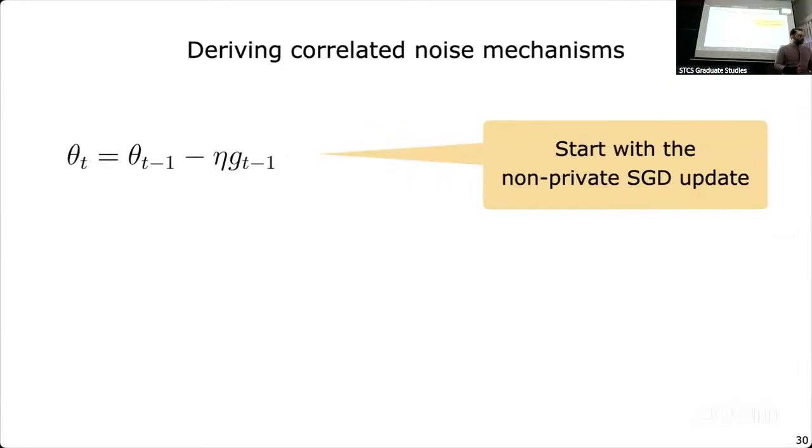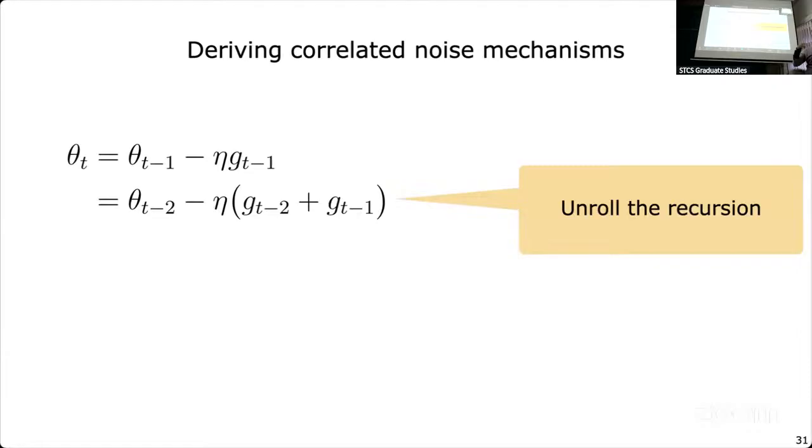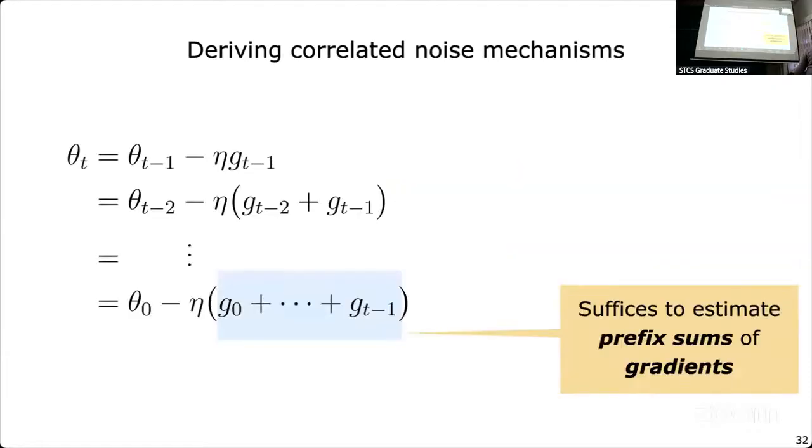Okay, so let's derive this correlated noise mechanism. Let's start with our stochastic gradient descent update without any additional noise, and let's roll it out recursively all the way to theta 0. The first thing that we're going to try and do here is to compute the running sum of these gradients, the prefix sum. So at any iteration t, we want the sum up to iteration t.